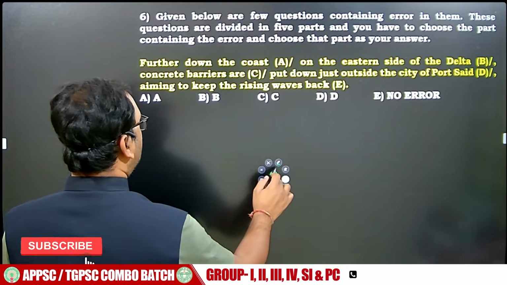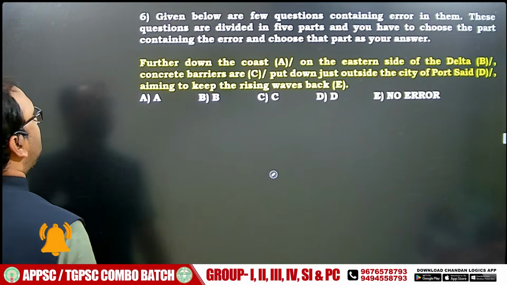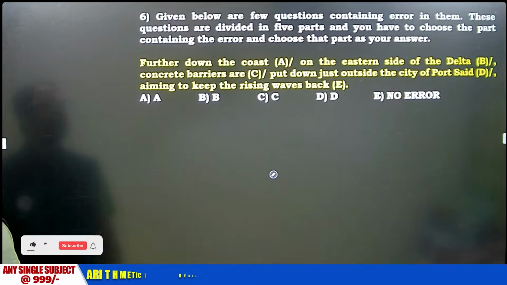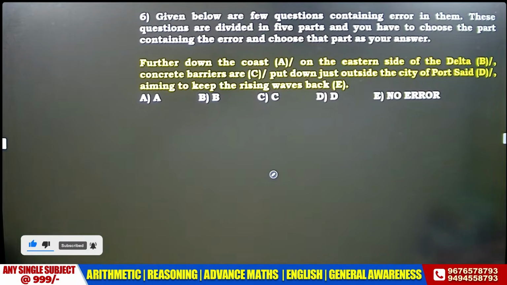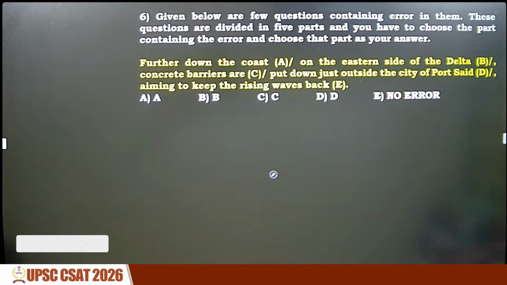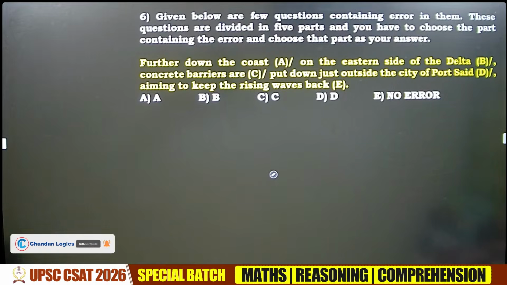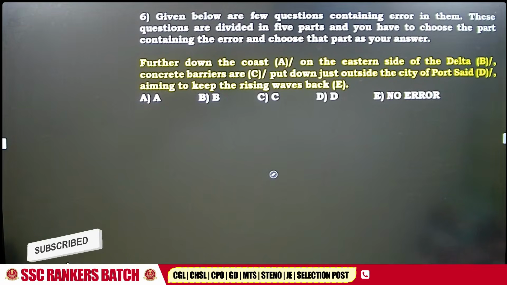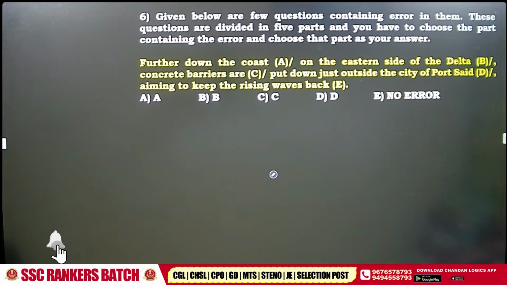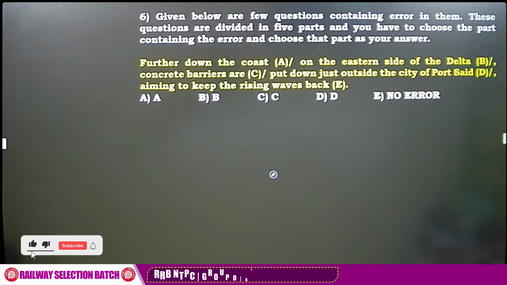Okay, after the jumble, now we have a very beautiful spotting error. So these questions are divided in 5 parts. You have to choose the error. Where is the error? Make it fast, guys. Can you make it fast? Where is the error now? I will give you only 30 seconds for this question, my dear friends. Where is the error, my dear friends?